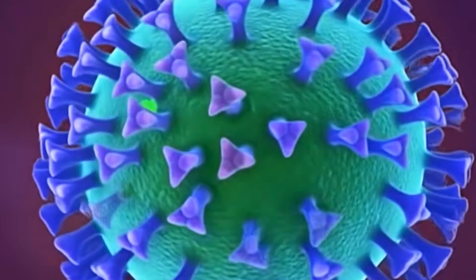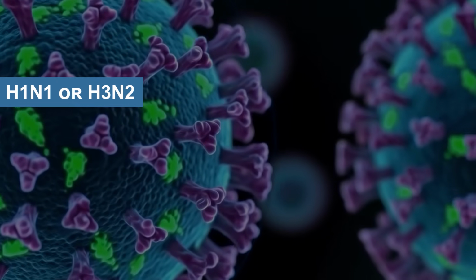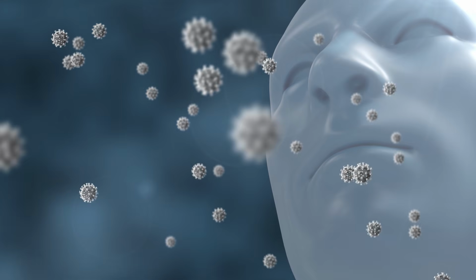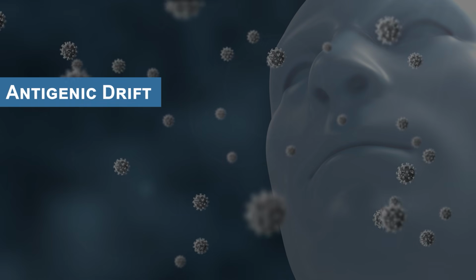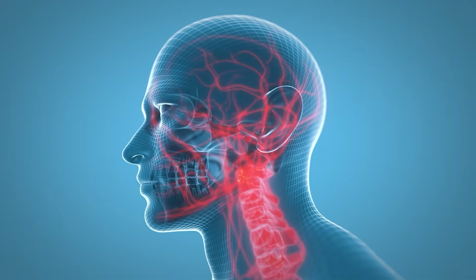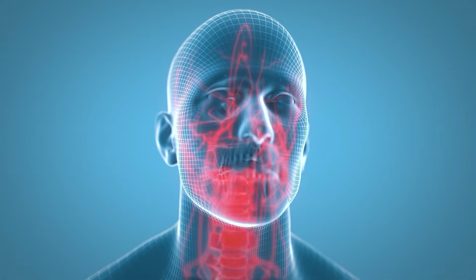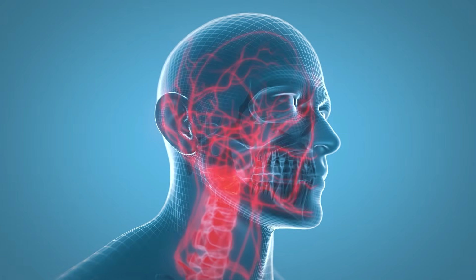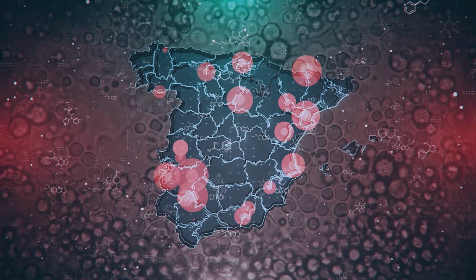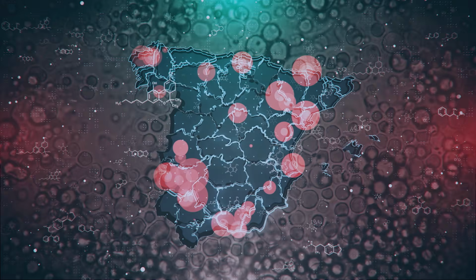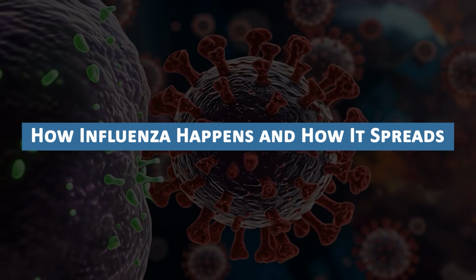Changes in these proteins are responsible for different flu strains, such as H1N1 or H3N2. The constant small changes in these proteins, known as antigenic drift, cause seasonal flu outbreaks. Occasionally, a major change called antigenic shift occurs, which can create a completely new virus strain to which humans have little or no immunity. This can result in a pandemic, such as the 1918 Spanish flu or the 2009 H1N1 outbreak.